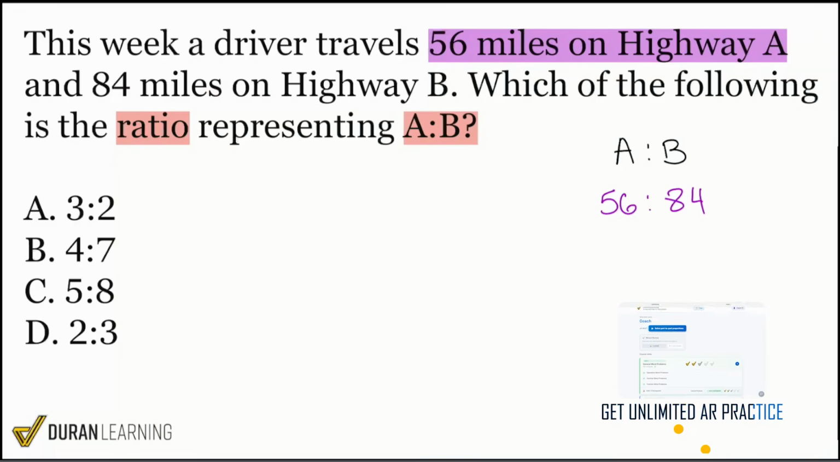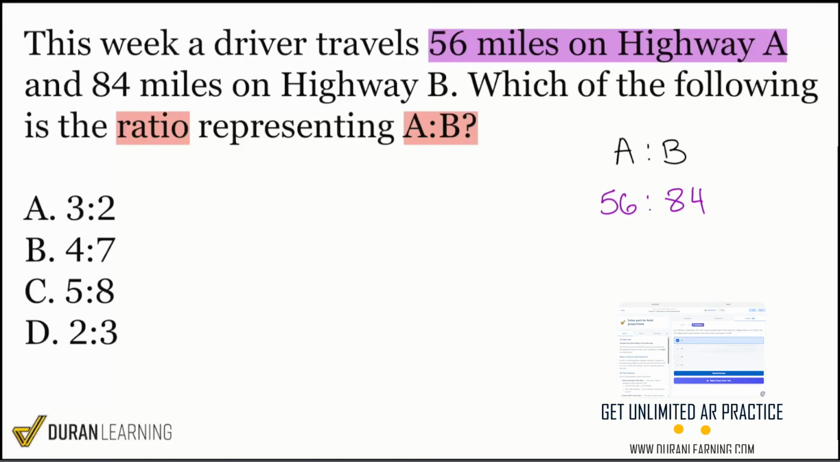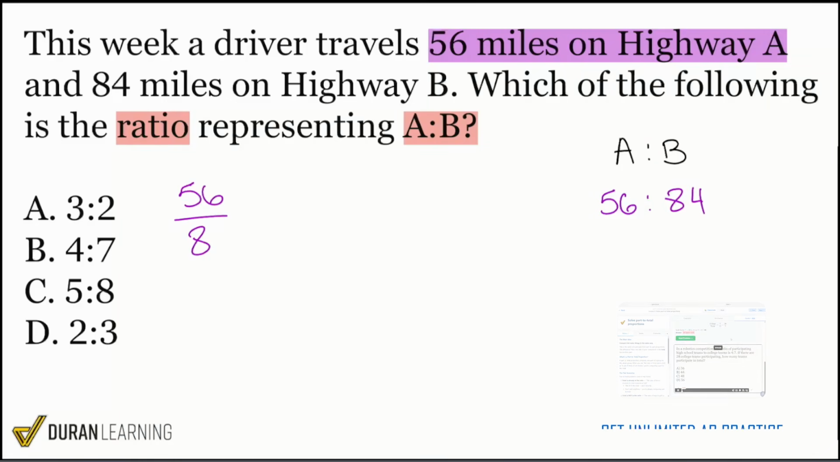So we have 56 to 84, but when we read our answer choices, we clearly don't see that because we can simplify this ratio. If you would prefer to simplify the ratio, writing it as a fraction, the first number is the numerator, the second number is the denominator, but either way, you're pretty much doing the same thing.